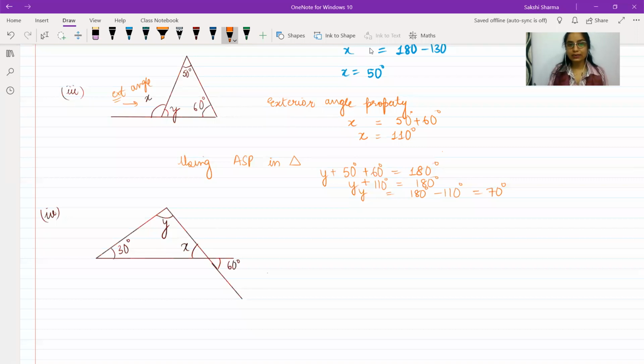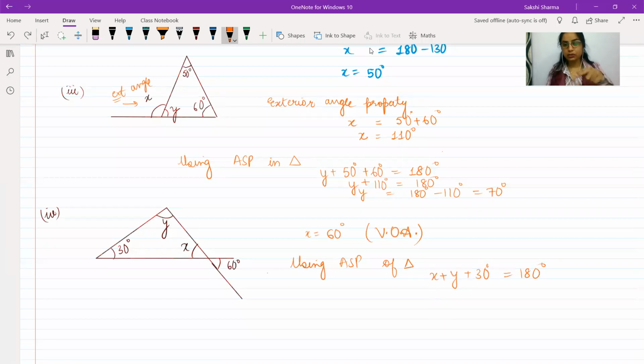We are having a cross here, right? X equals 60 degrees. These are forming a pair of vertically opposite angles. Their measures will be equal. And then later we can go inside the triangle and use the angle sum property. So X, Y, and 30, their sum will be equal to 180 degrees. The X value is with me. I just calculated that its answer is 60. And now you can solve. Y plus 90 equals 180 degrees. And from here, Y equals 180 degrees minus 90 degrees.